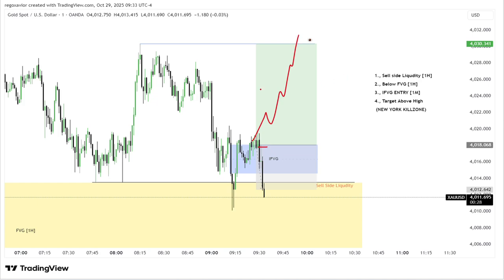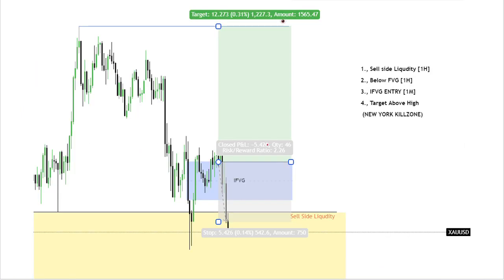So this was the mistake in this trade. The price was in premium. When the price is in premium, we should not buy. That is the lesson learned from this trade.